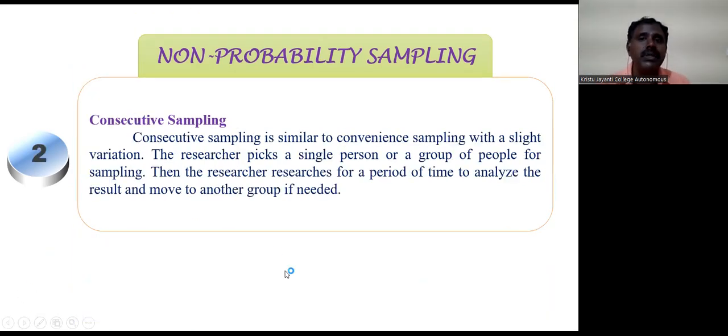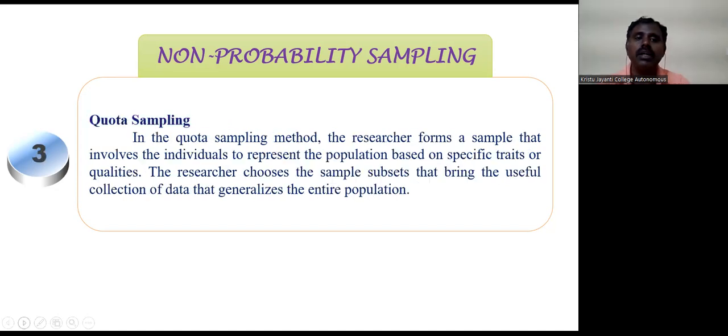Then next one, consecutive sampling. Consecutive sampling is similar to convenience sampling with slight variations. The researcher picks a single person or a group of people for the sampling. Then the researcher works for a period of time to analyze the result and moves to another group if needed. So first he collects the data from one group of people and sees whether the data is sufficient. If not, he can go for another group. That is called consecutive sampling.